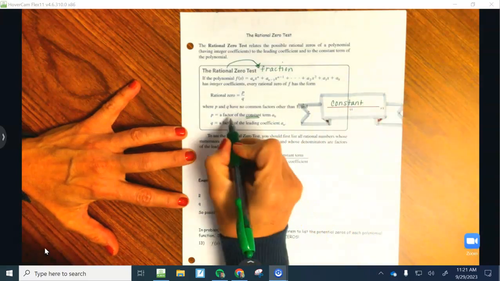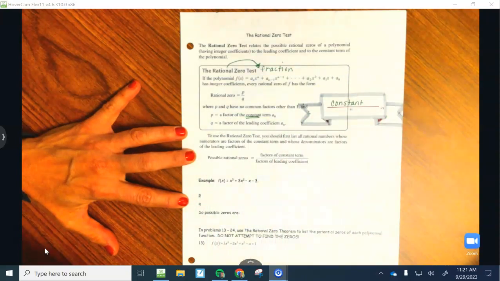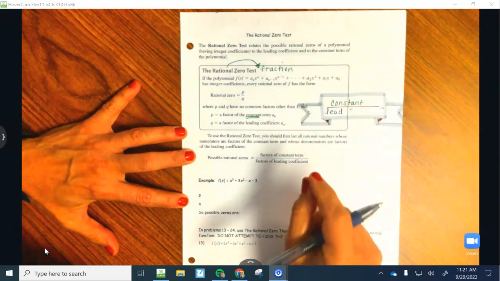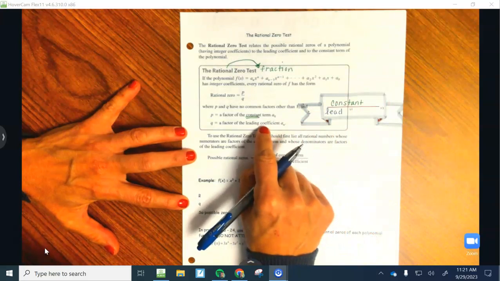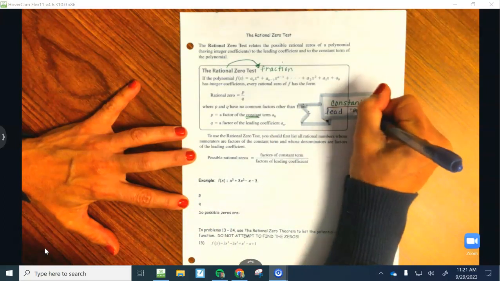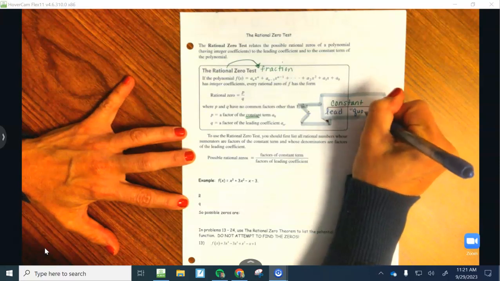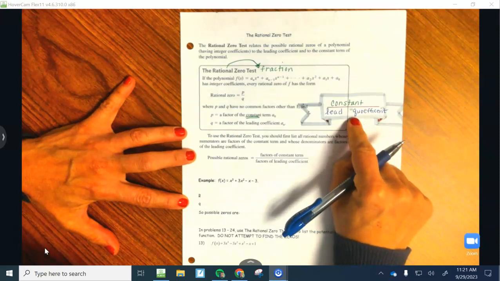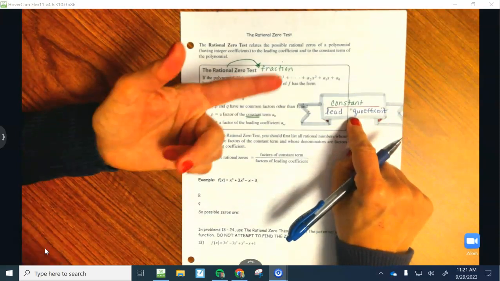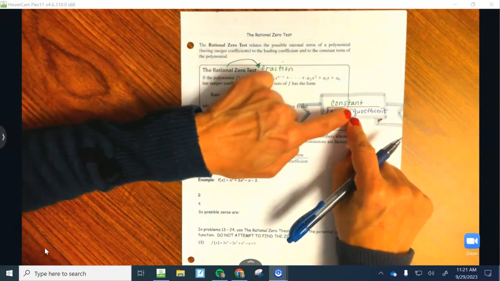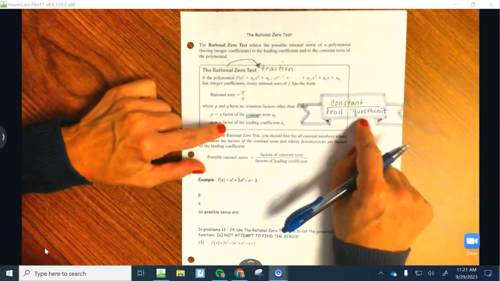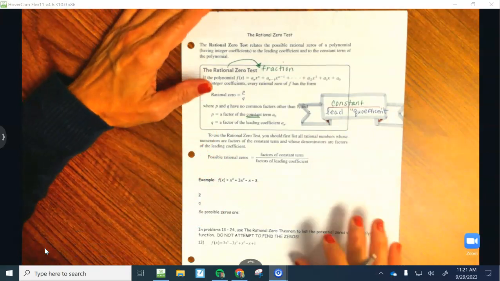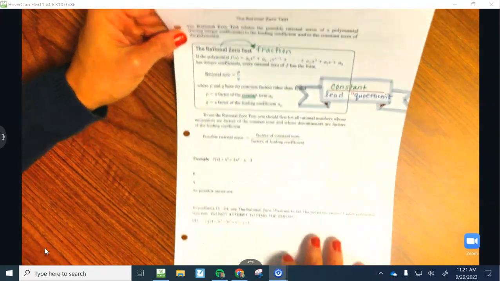We're talking about factors of the constant, dividing by the factors of the leading coefficient. I'm going to spell that word silly, and the reason is that I always remember the front number goes underneath, because coefficient and quotient start with the letter Q. That's just how I remember to do this. Okay, let me show you what I'm talking about.